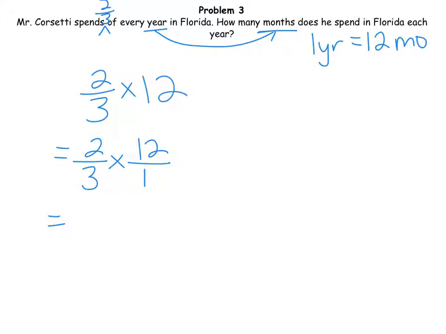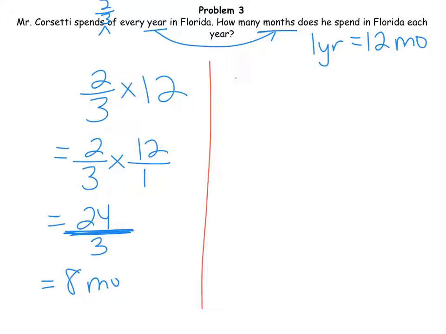2 times 12, which is my numerators, are 24. 3 times 1, which are my denominators, is 3. 24 divided by 3 is 8. So 8 months. Another way we can solve this is I start with what I know.